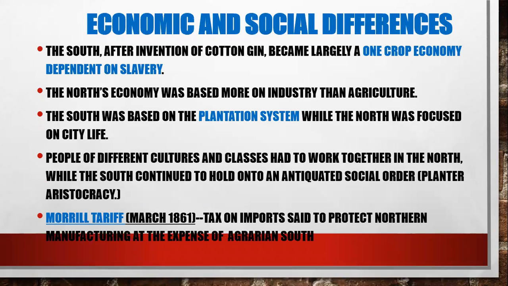So economics. The South, after the cotton gin is invented, becomes basically a one-crop economy, which is cotton, and heavily dependent on slave labor. The North is focused basically on industry, so manufacturing of goods using a lot of immigrant labor, which is cheap to pay. So the people of these different cultures and classes having to work together in the North is very different from the very stagnant social order, the very old way of doing things in the South.